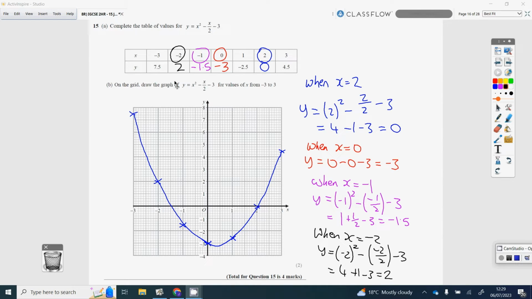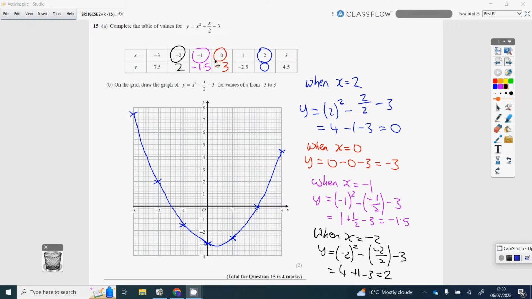So sometimes we can rely on symmetry between the y values just to fill it in, but you can't here. We're going to have to work each of them out in turn. So I'm going to start off when x equals 2. Okay, take my 2 and substitute it into the formula. So 2 squared minus 2 over 2 minus 3, and that gave me 0. So my first coordinate is 2, 0.